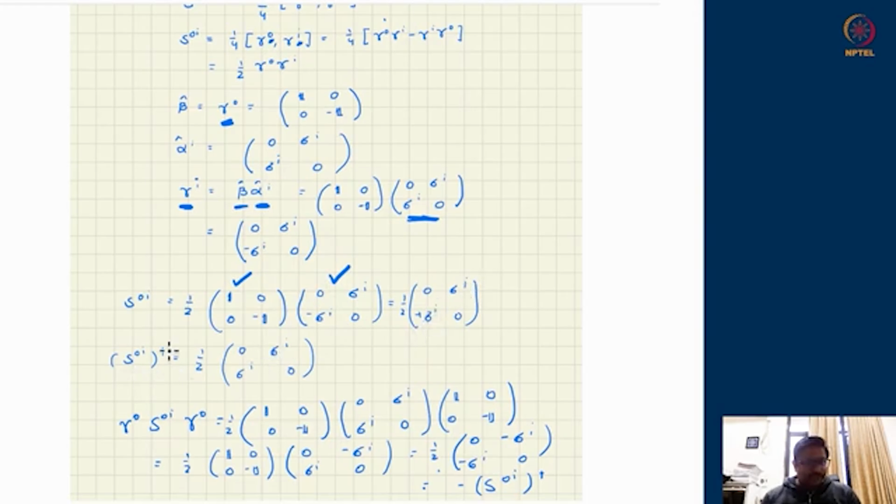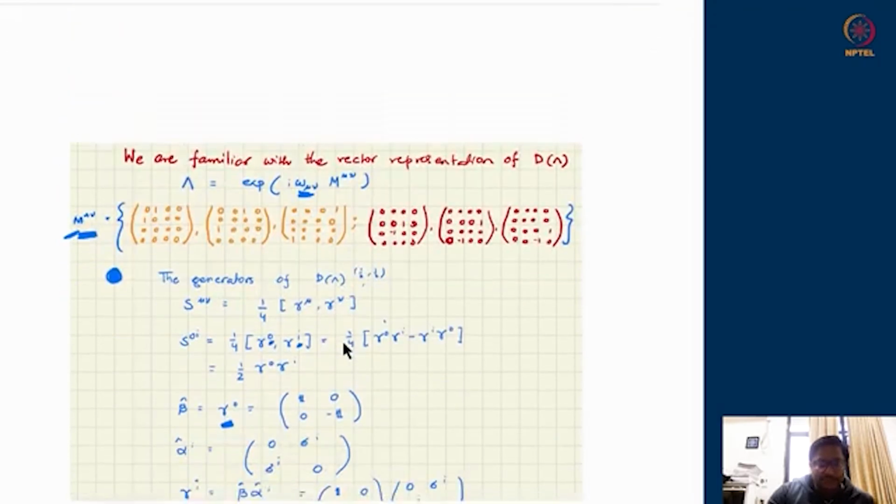What more, if I take the dagger of this S0I, the sigma I's will be complex conjugated and Hermitian transposed, and will be replaced along the anti-diagonals. So you will get sigma I dagger along the anti-diagonals. But since Pauli matrices are Hermitian, I can convert it back to sigma I. Therefore the generators S0I are Hermitian matrices, just like M0I's were also Hermitian.